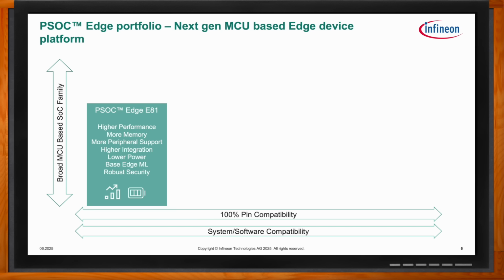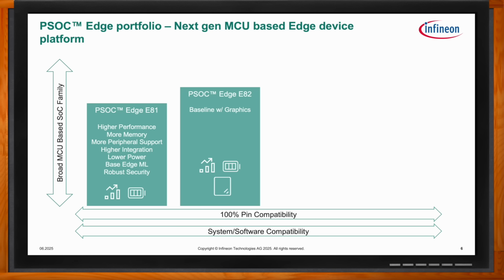Of course, you're going to get the higher performance of our dual core architecture. Of course, you're going to get the benefits of advanced memory integration. And of course, you're going to get the peripherals. But if you are not ready to move on to advanced machine learning, PSoC Edge E81 is the right fit. On the other hand, we may have cases where you need graphics acceleration, and you are not ready to move on into advanced machine learning capabilities. If you need graphics, we have the PSoC Edge E82, and we have added that on top of the E81 components.